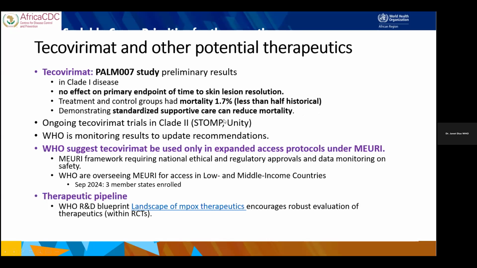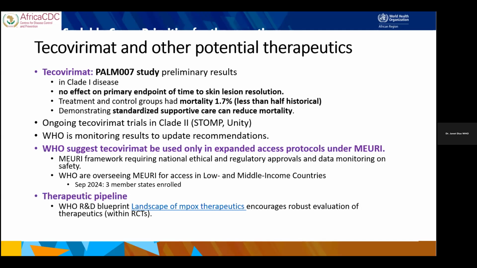And here is what I mentioned before, but also now to give it more space. The PALM-007 study is a study that was conducted in the Democratic Republic of Congo by the National Biomedical Research Institute, the INRB, and the NIH from the United States. They studied tecovirimat in clade 1 disease, and they recently reported their results.